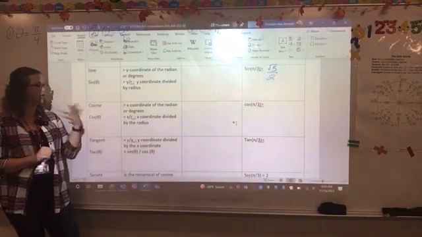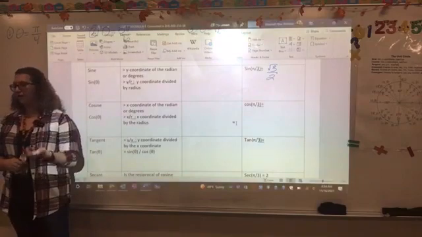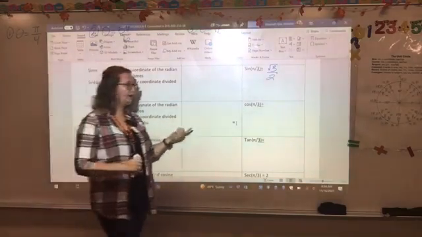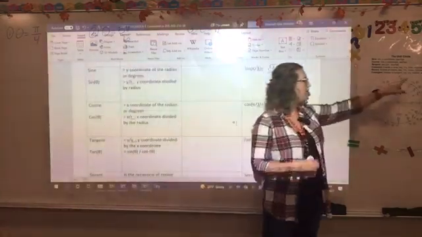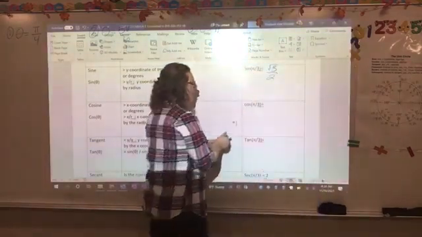So cosine is your x-coordinate. We're going to find our radian, and then you're going to tell me the x-coordinate. So at pi thirds, we found it already. It's right over here. What's the x-coordinate of pi thirds? 1/2.